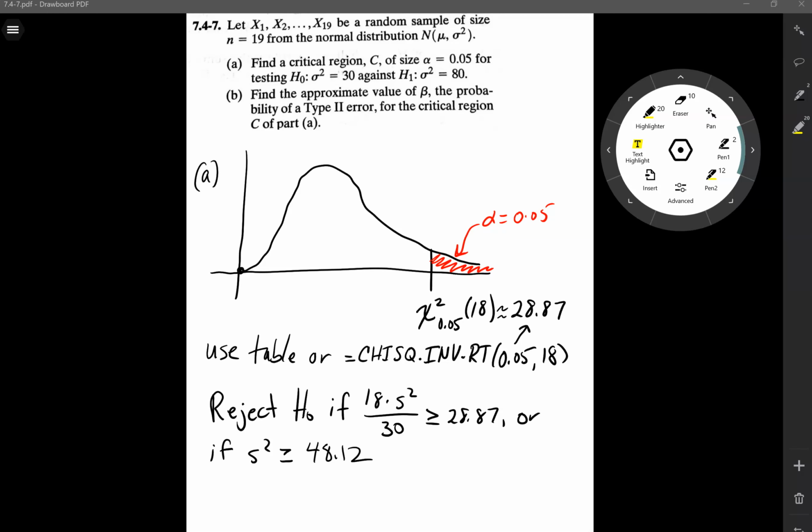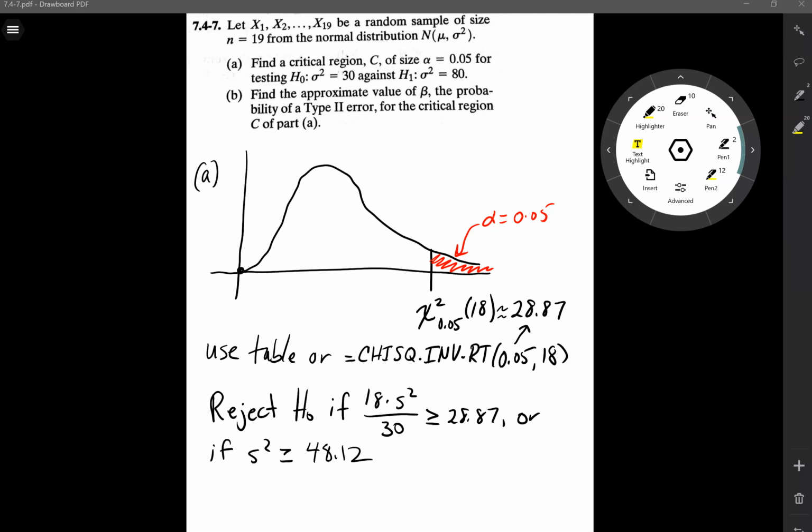This one says that you have a random sample of size 19 taken from a normal distribution, and part A first asks you to find a critical region of size alpha equal to 0.05 for testing the null hypothesis that the variance is 30 against the alternative hypothesis that the variance is 80.